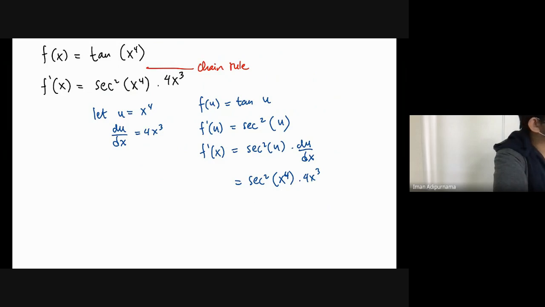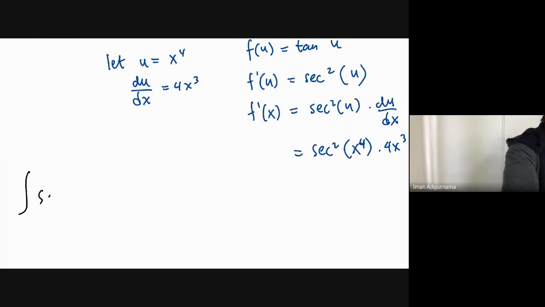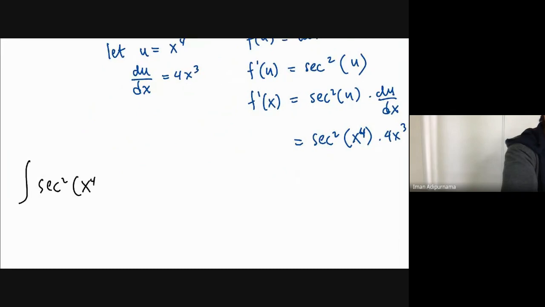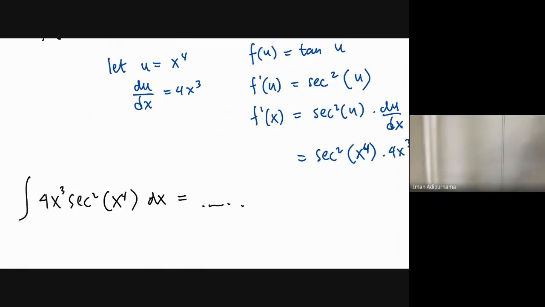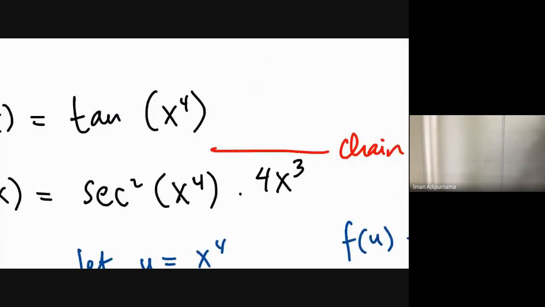Now from this idea of the chain rule in derivatives, this is actually giving us an idea how to integrate. So if I take the integral of, let's write the derivative, the secant squared of x with power of 4, or let me write the 4x cubed at the front here, and then dx. What is this result? Based on what we have calculated from our function tangent here, this resulted in secant squared of x with power of 4 times 4x cubed. So if we reverse this, we take the integral of 4x cubed secant squared of x to the 4, the result should be the tangent of x with power of 4.